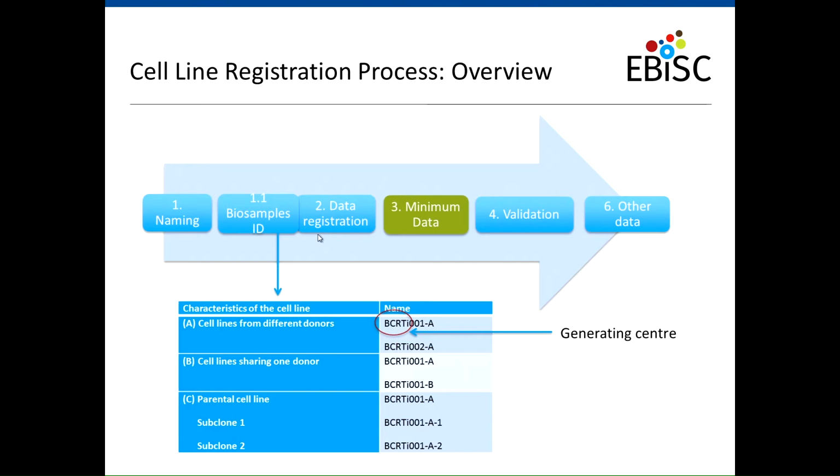Then the actual data will be registered, and we have defined some minimal criteria which we use as criteria to say, well, this is a pluripotent stem cell line according to the data we have provided, and the ethics information is reasonably good to say it can be used in EBiSC. These minimal data will be validated, and other data, of course, can also be added, which are not part of the minimum criteria. And I will tell you in a minute what these minimum criteria are.